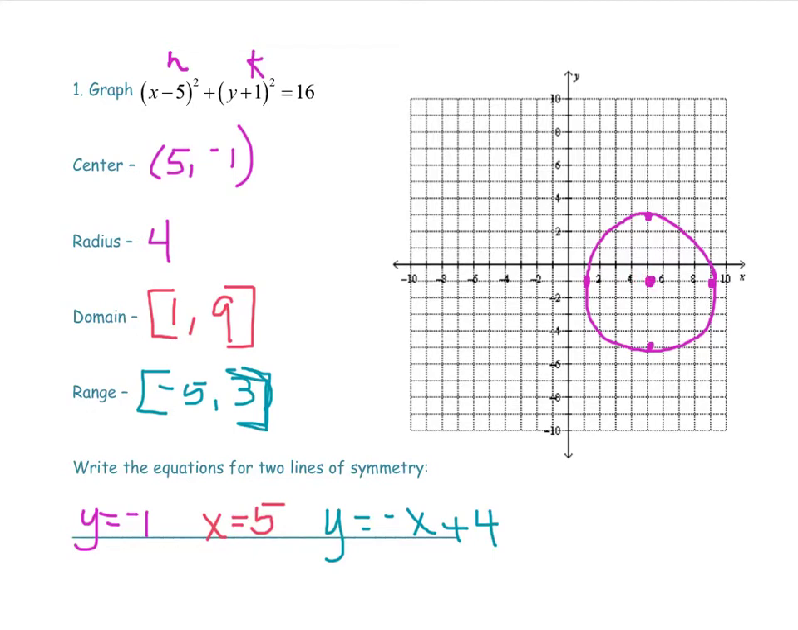So I just wanted to show you that with a circle, not all of your lines of symmetry are going to be vertical or horizontal. They might be a diagonal line.